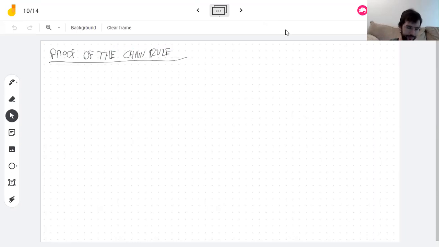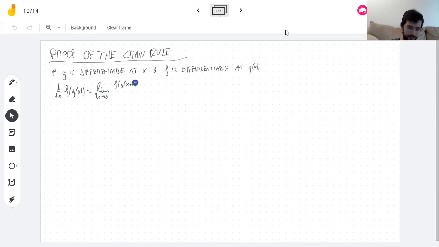Okay, so if I have two functions, if g is differentiable at x and f is differentiable, well, what I need to plug into the derivative is g of x. So how are we going to get the chain rule? Well, the derivative of f applied to g, I'm going to write our favorite limit. It's the function where I plug in x plus h minus the same function when I plug in x, divided by h.